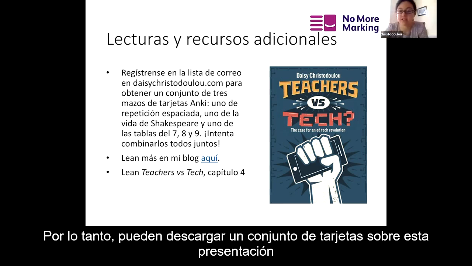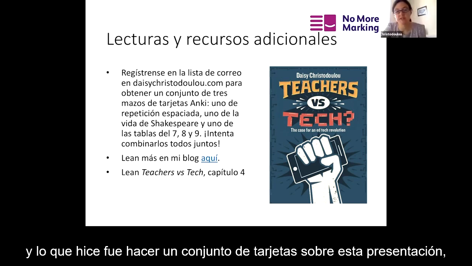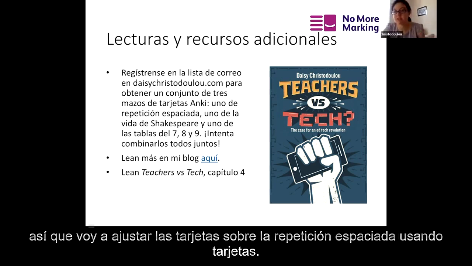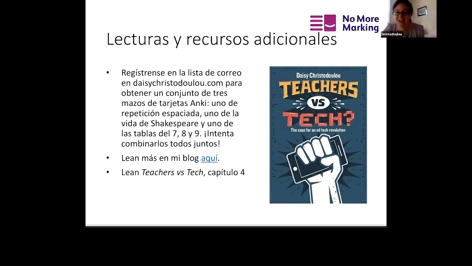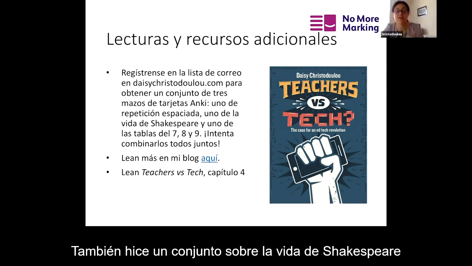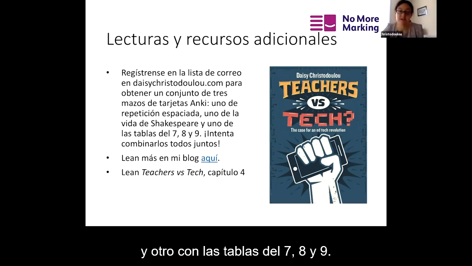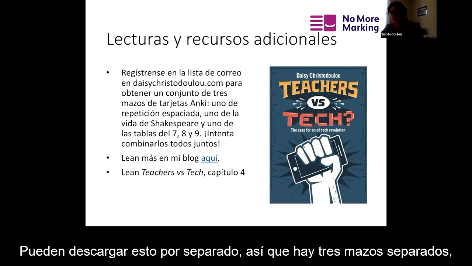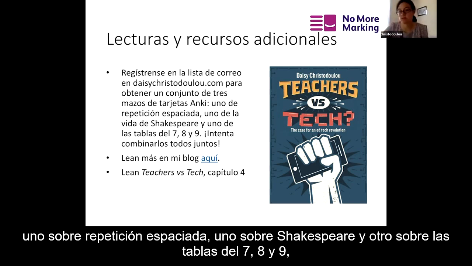What I've done is a set of flashcards about spaced repetition using flashcards. I've also done a set about Shakespeare's life, and another set with the 7, 8 and 9 times tables. At the moment, you can download them separately. So there are 3 separate decks, one about spaced repetition, one about Shakespeare, one about the 7, 8 and 9 times tables.